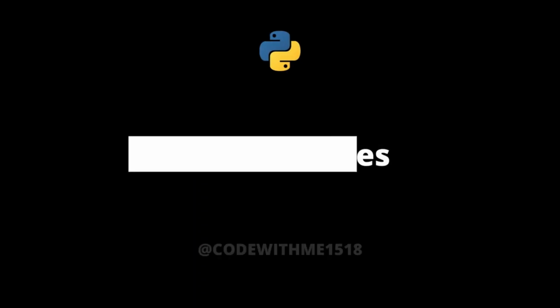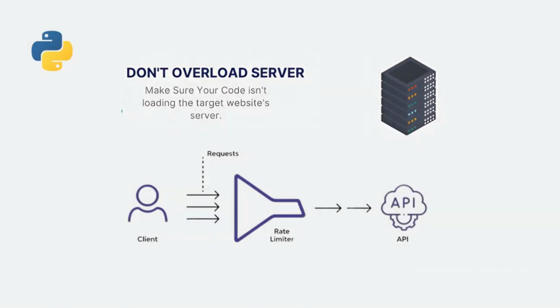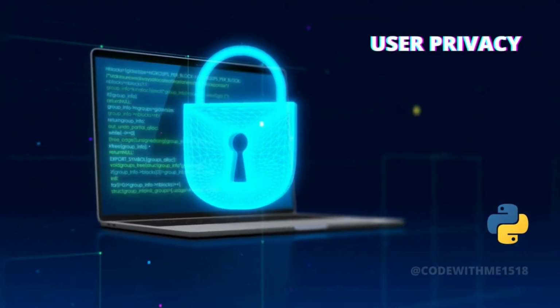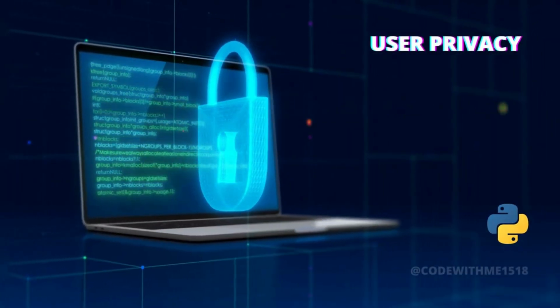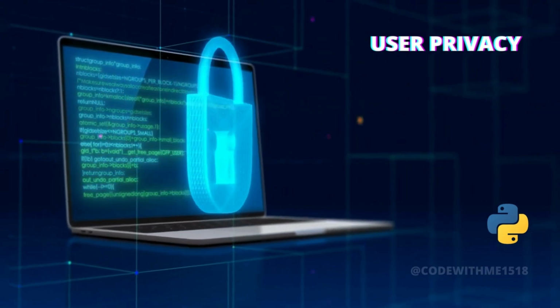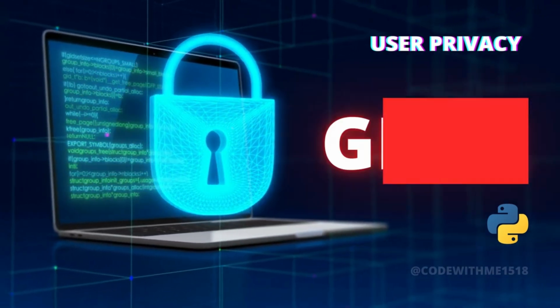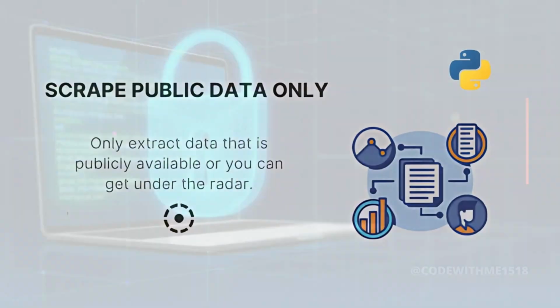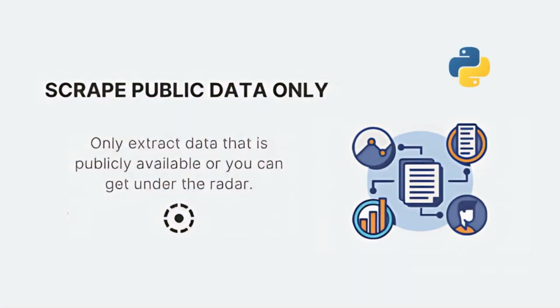Best practices: rate limiting. Don't overwhelm a website with requests. Implement a delay between requests to avoid hitting the server too hard. Respecting user privacy. If the data involves personal information, be extremely cautious. Make sure you're compliant with privacy laws like GDPR. Avoiding protected content. Don't scrape data behind paywalls or login forms unless you have explicit permission.